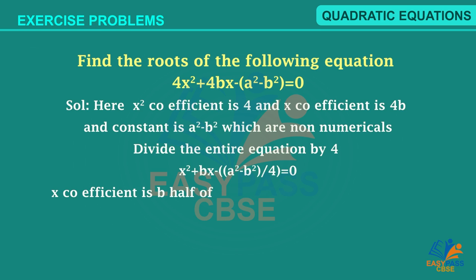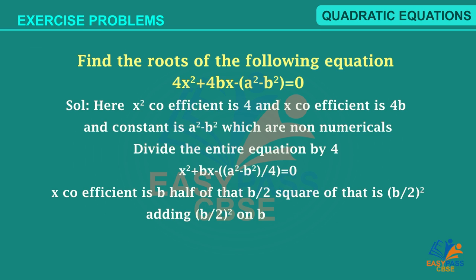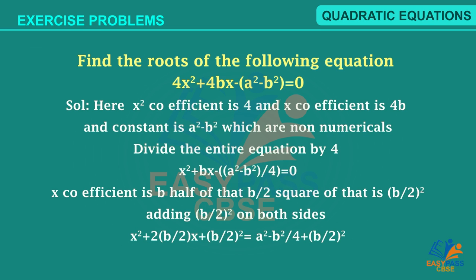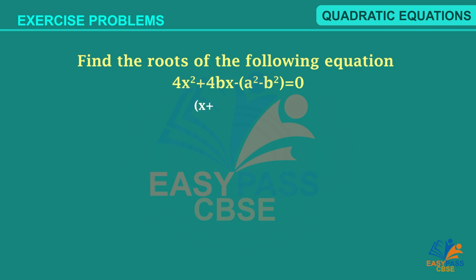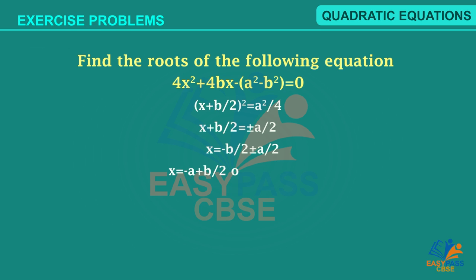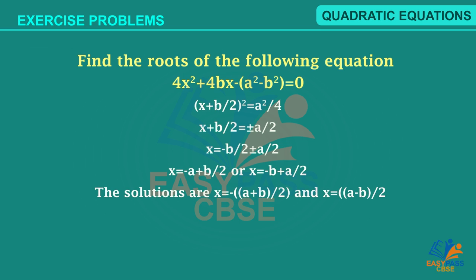Now, here x coefficient is b, half of that b by 2, square of that b by 2 whole square, adding, subtracting b by 2 whole square. We have x square plus 2 times of b by 2x plus b by 2 whole square is equal to b by 2 whole square plus a square minus b square by 4. So, we have x plus b by 2 whole square is equal to a square by 4, or x plus b by 2 equal to plus or minus a by 2. Therefore, x is equal to minus a plus b by 2 or minus b plus a by 2. Hence, the solutions are x is equal to minus of a plus b by 2 and x is equal to a minus b by 2.